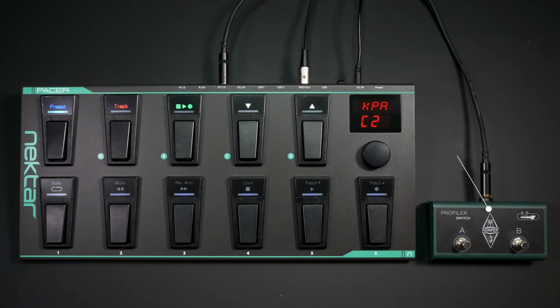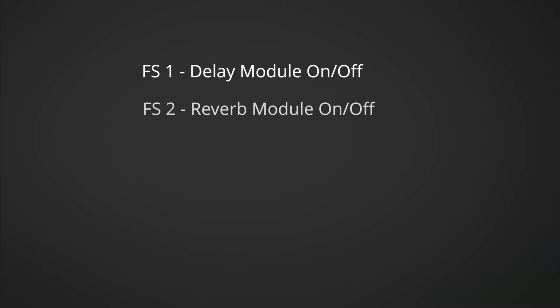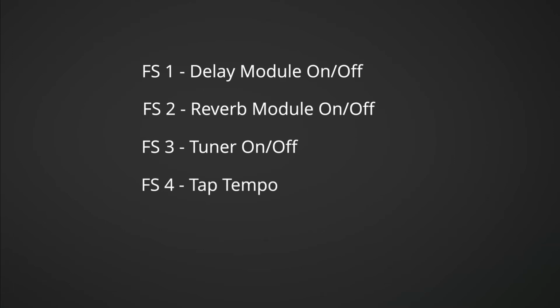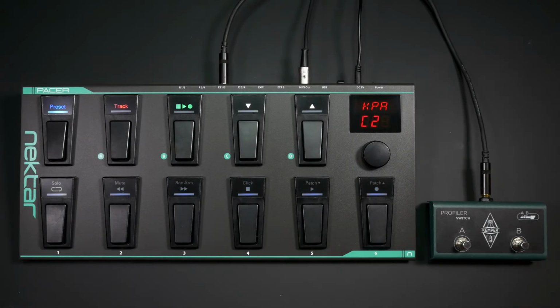Here is an overview of all external foot switch assignments in the C2 preset. FS1 switches the delay module on and off. FS2 the reverb module. FS3 switches the tuner on and off. And FS4 controls the tap tempo function. If I connect a dual foot switch to the FS1 FS3 connection, I can switch the delay on and off with switch B and activate the tuner with switch A.